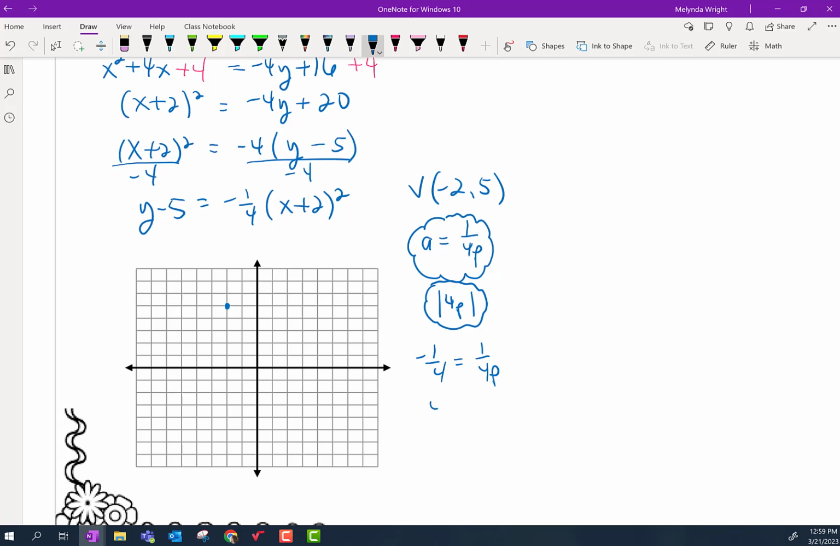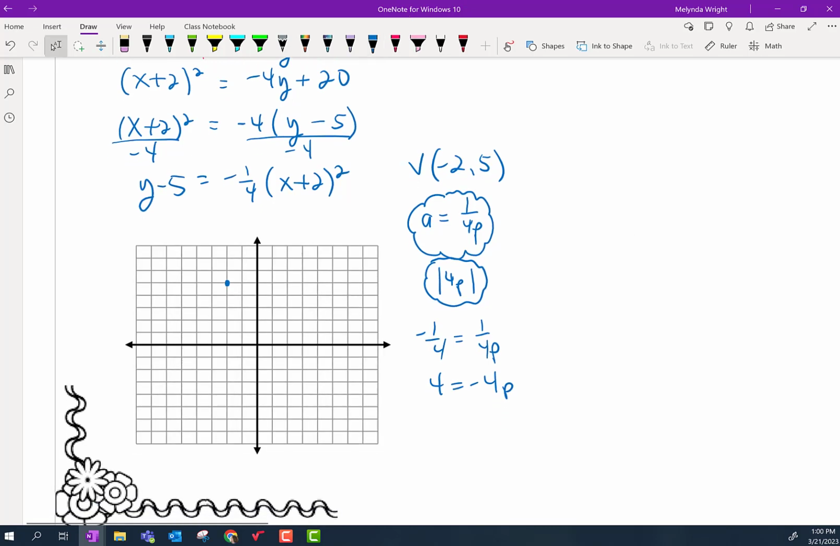We would cross multiply. So 4 times 1 is 4, times negative 1 times 4p is negative 4p. So p would be negative 1. All right, so if you recall, the way that we would place this would depend on which way this one is going to open. When y is to the single power and x is squared, that means it's going to open up or down.